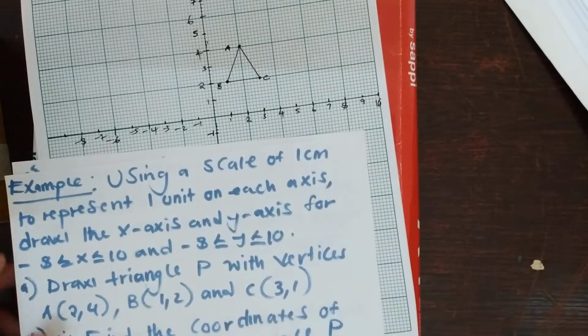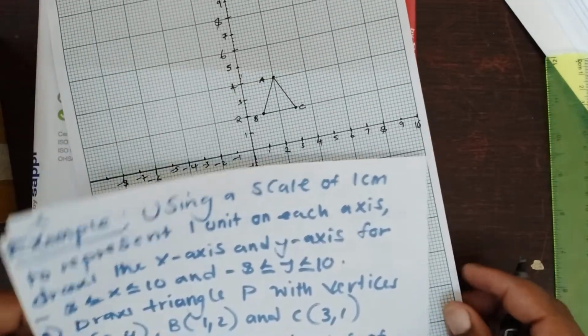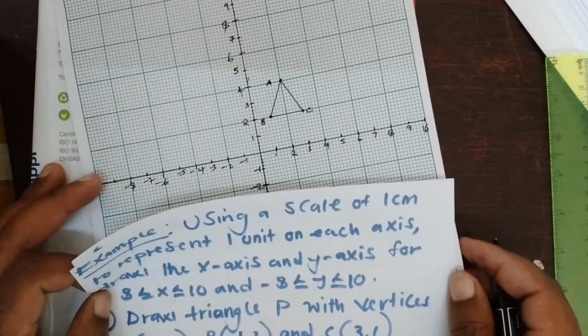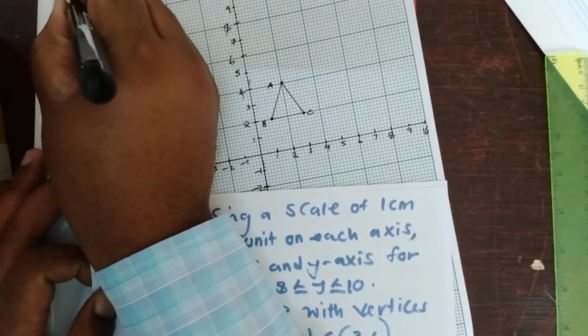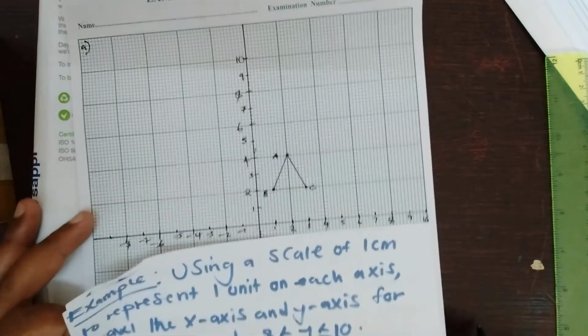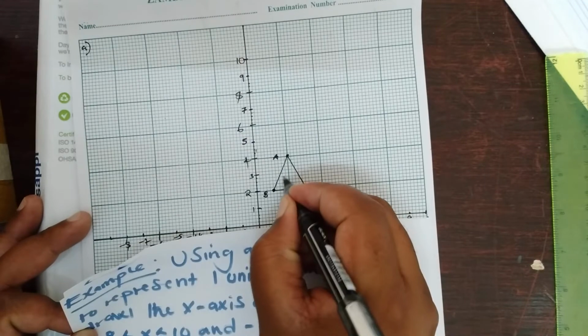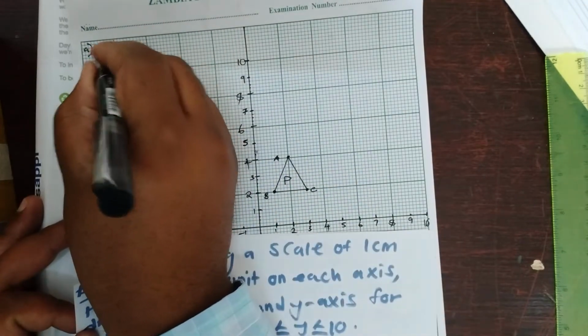Okay, so this is the first one. All right, so that is the first one. So you can say A for A, and then this should be triangle P. You say this is triangle P.